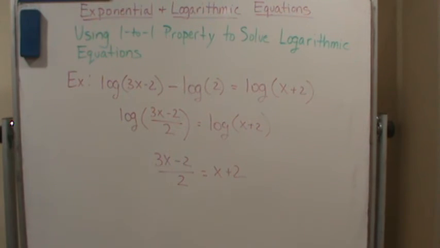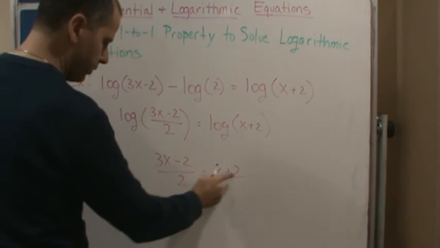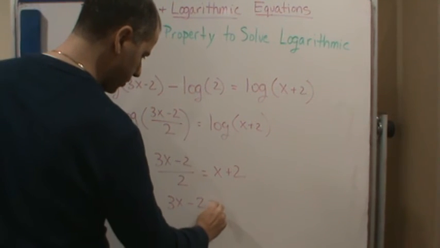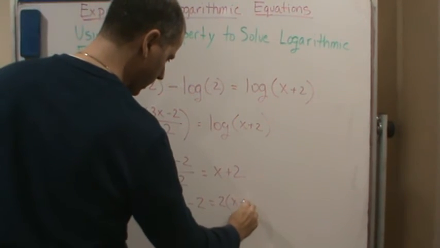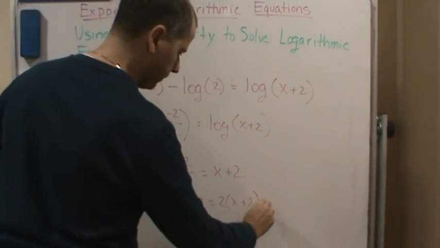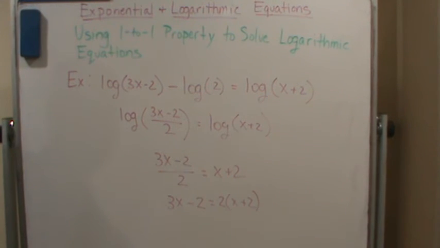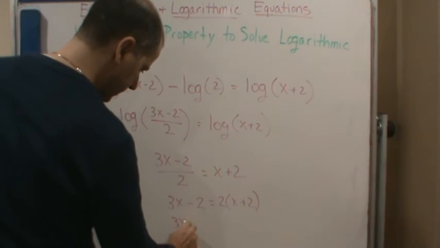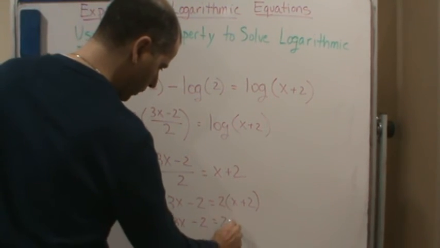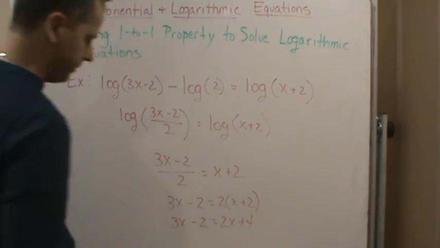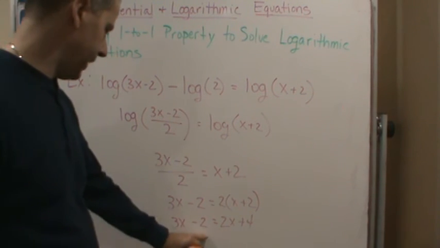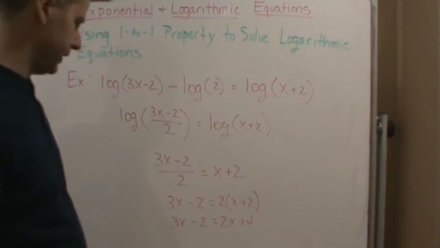And now we've got an equation that we can solve. All I have to do is multiply both sides by 2, and I get 3x minus 2 equals 2 times (x plus 2). This gives me 3x minus 2 equals 2x plus 4. Now I can subtract 2x from both sides and add 2 to both sides, and I get x equals 6.